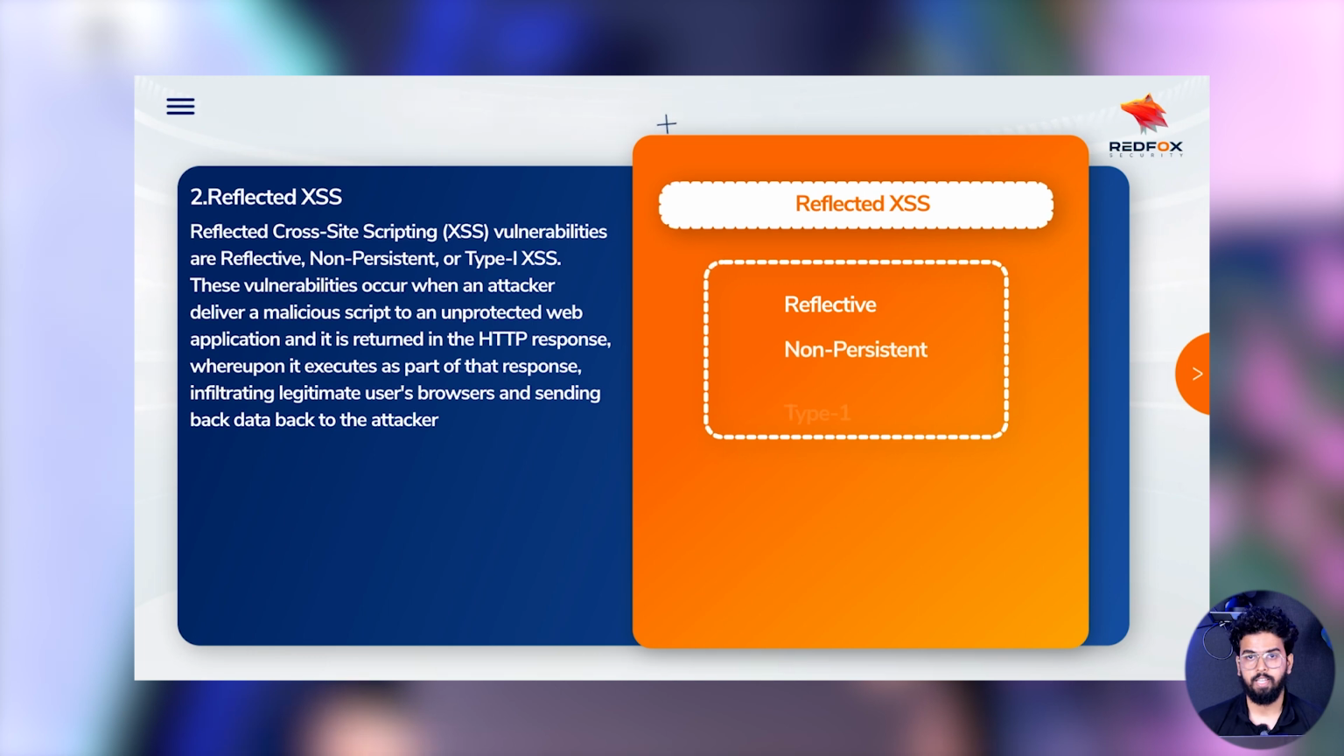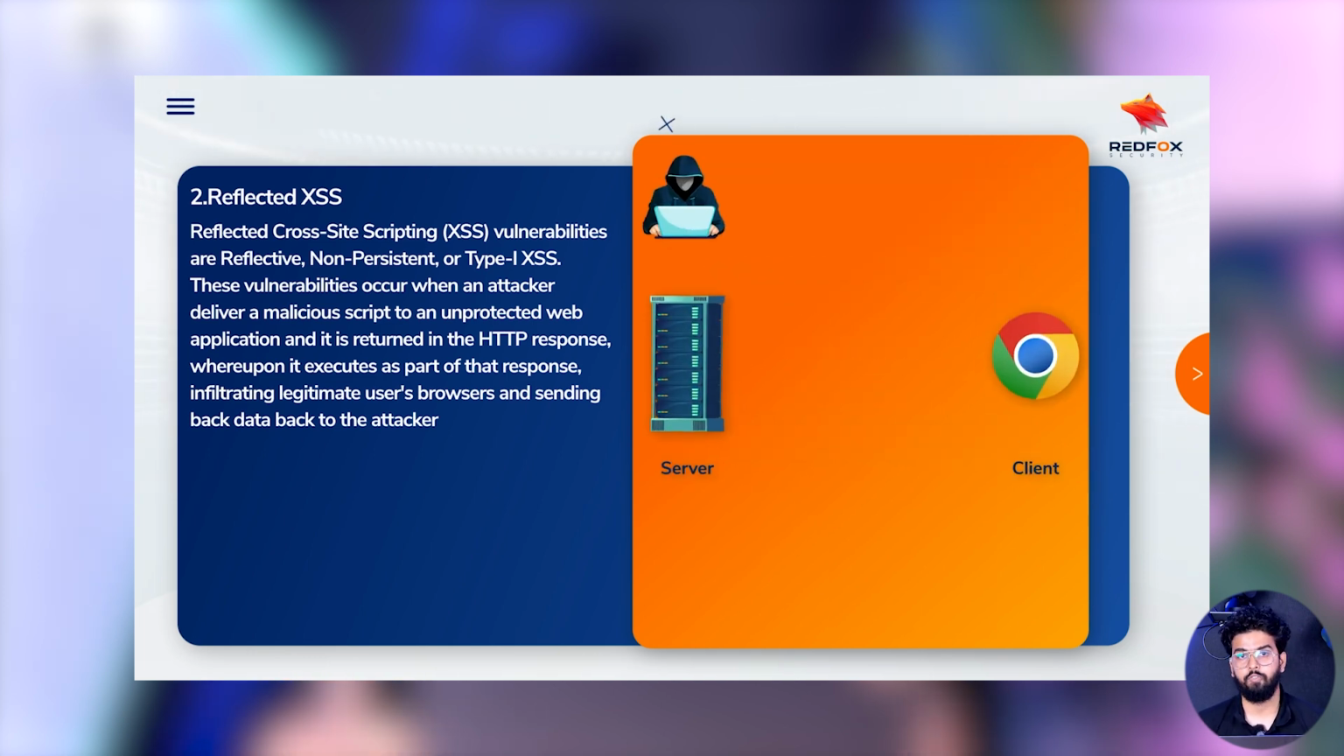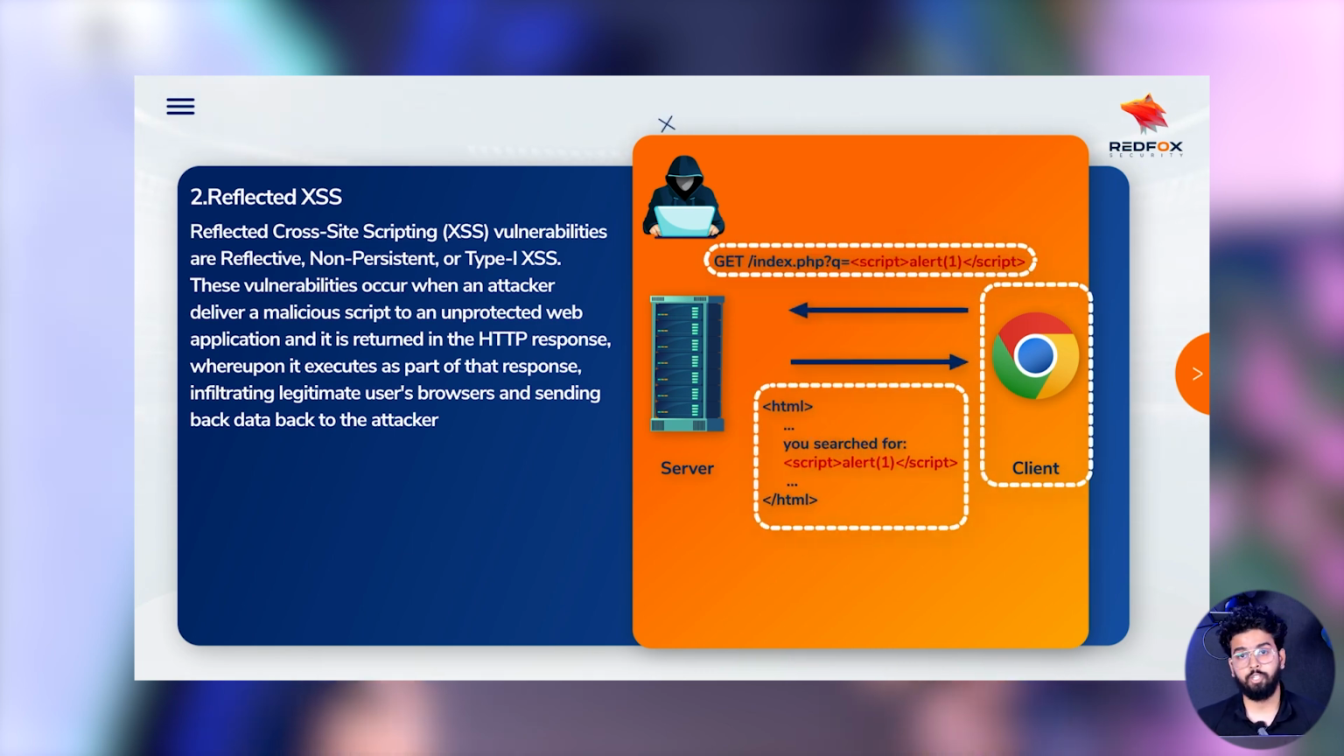Second one being reflected XSS. That is, reflected cross-site scripting vulnerabilities are reflective, non-persistent or type 1 XSS. These vulnerabilities occur when an attacker delivers a malicious script to an unprotected web application and it is returned in the HTTP response, whereupon it executes as a part of that response, infiltrating legitimate users' browsers and sending data back to the attacker.